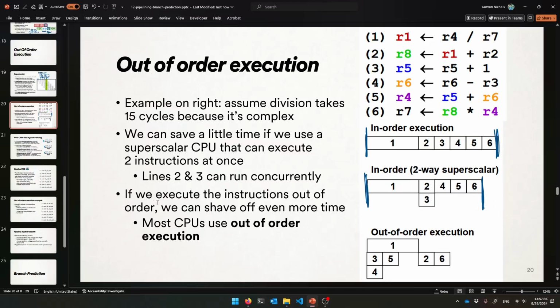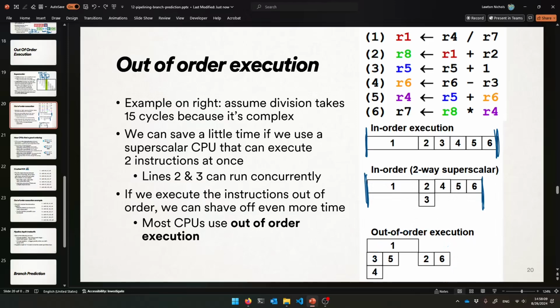We can get an even better savings though if we think really hard about how to execute these in the best possible order to retain the right answer, but not in the same order that the programmer gave it to us in, because maybe we could make things faster on our end. If we had the ability to do 3 instructions at once, so like 3-way superscalar, and we also were able to do things out of order, we can shave off the most amount of time. Here's the best you could do.